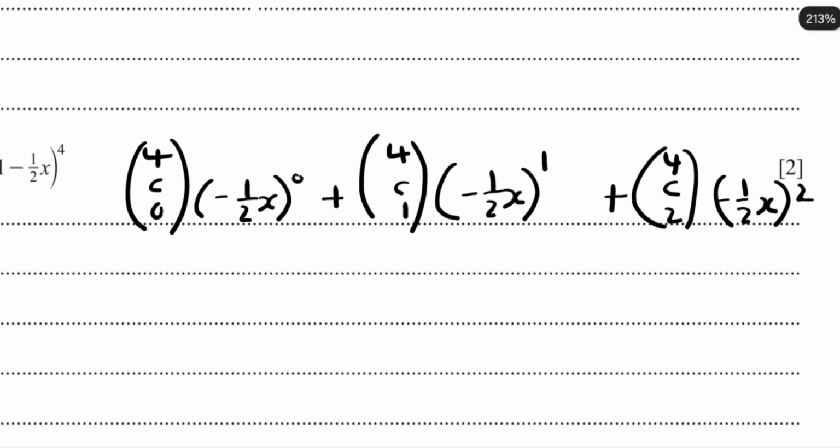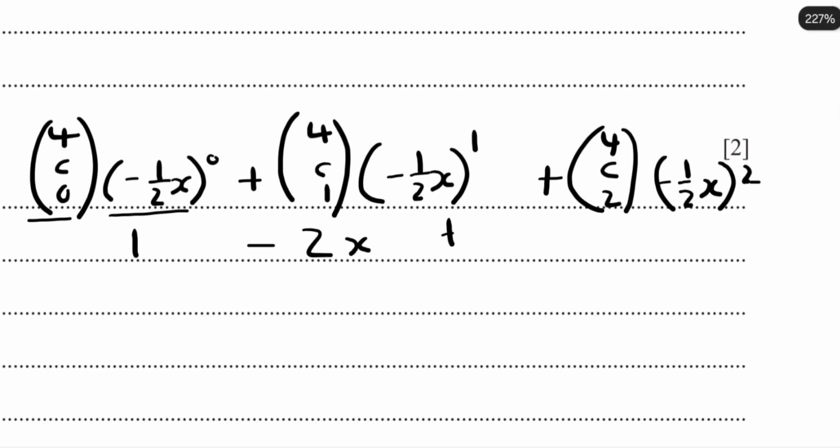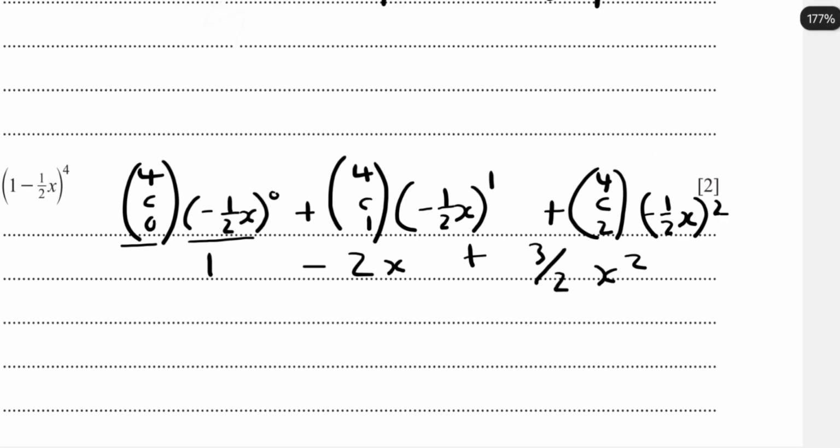And simplifying this, for the first one we get 1, this to the power 0 is 1, and this is also 1. And for the second one, we get minus 2x, and for the last one we get 3 over 2 x squared, right?